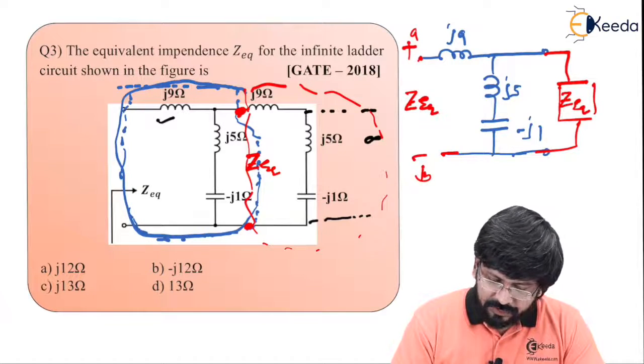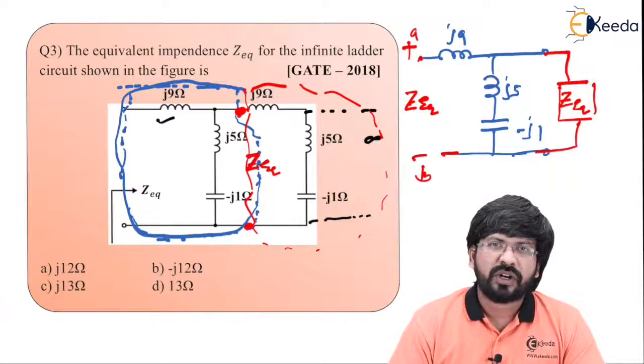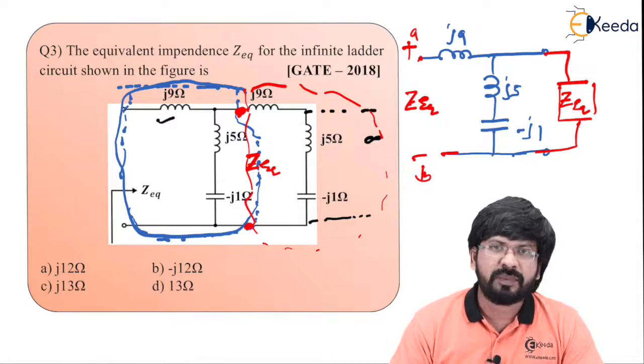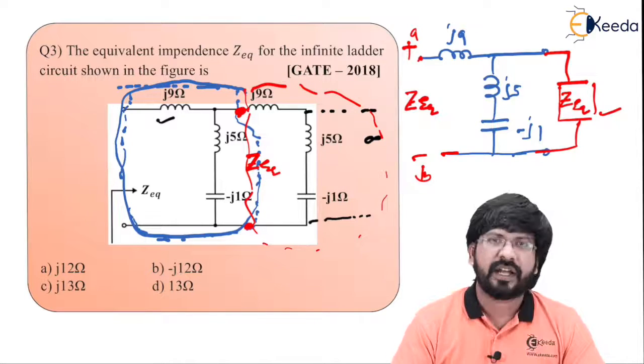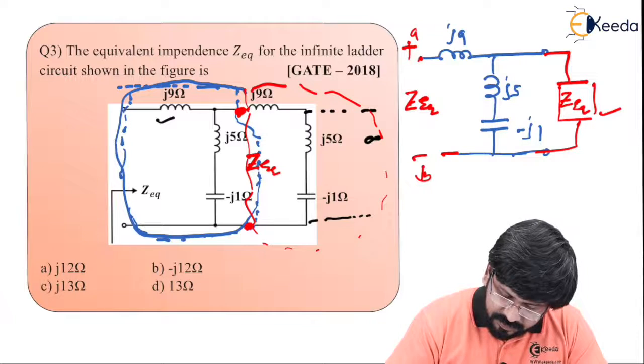I'm sure you understood it. What I really did is, it is quite obvious not to work with an infinite ladder network. Let's convert the infinite ladder network into an overall impedance, Z equivalent, and the remaining circuit I have drawn as it is. Now it becomes very easy to work with this model, right?